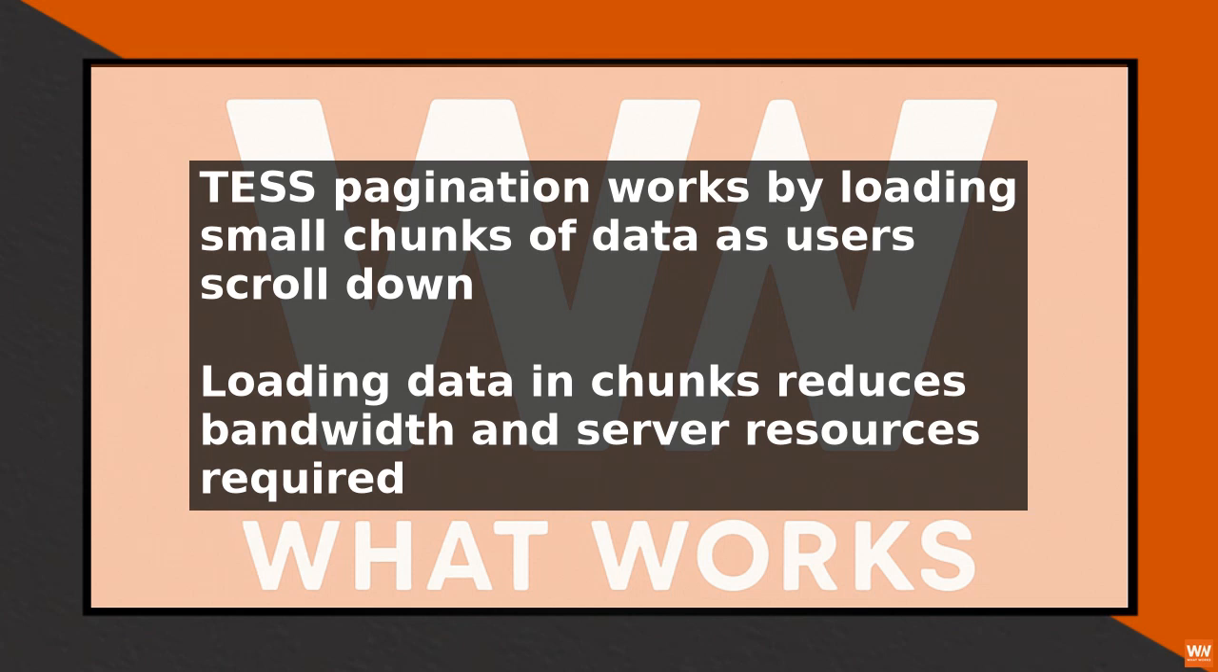So, how does TESS Pagination work? The process involves the following steps. First, the website loads a small chunk of data, typically a few dozen records. As the user scrolls down the page, the website loads the next chunk of data, and so on. This process continues until the user reaches the end of the dataset.